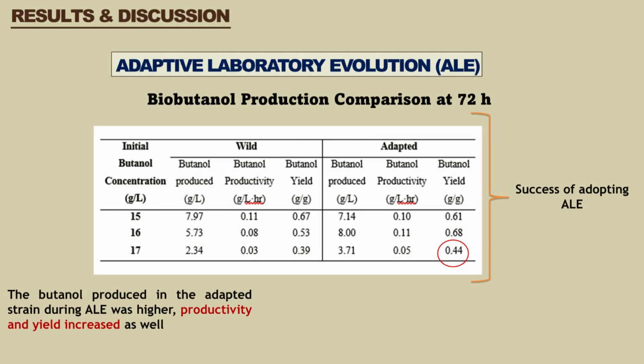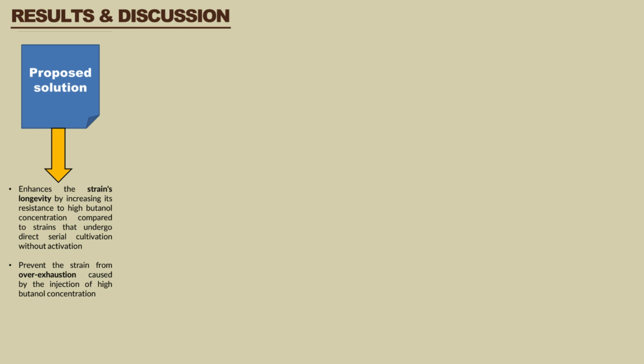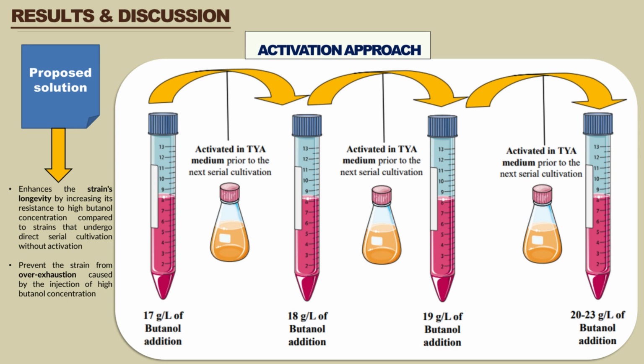Now if we look into our results, we can see the success in adopting the ALE approach through the improvement of biobutanol production yield and productivity in the adapted strain, but we can also see that the improvement is not very apparent. Therefore, we came up with a novel method that can enhance the serial cultivation method during ALE, called the activation approach. How is this approach helpful? This method prevents overexhaustion of the strain and also promotes longevity of the strain to tolerate higher butanol concentrations.